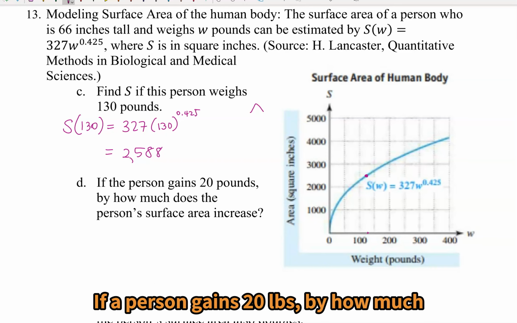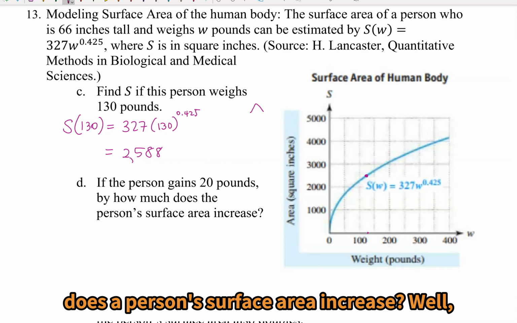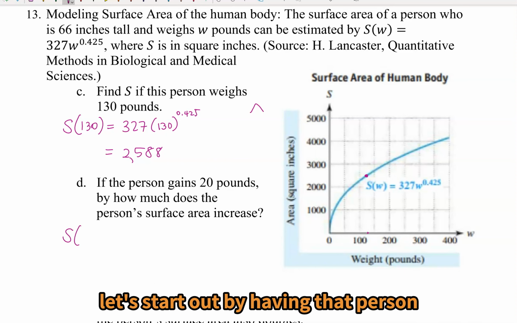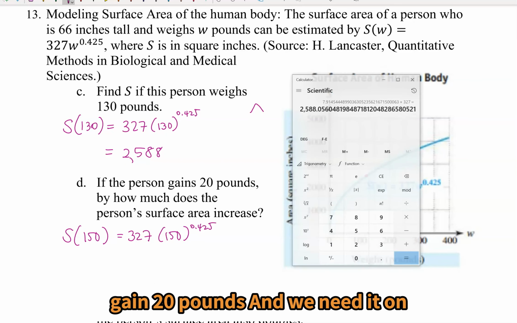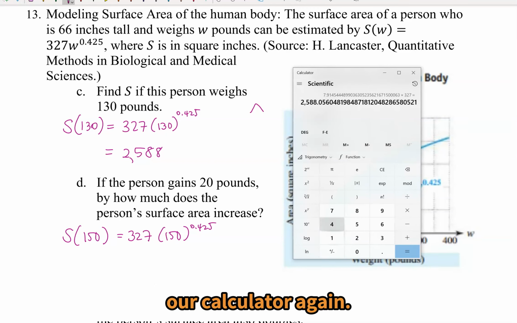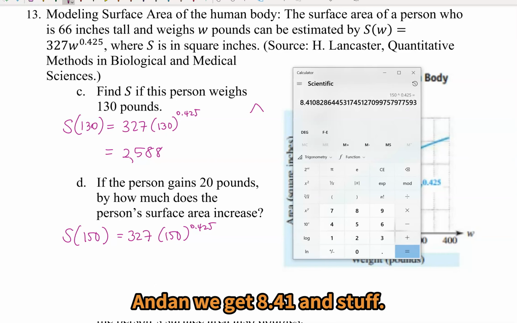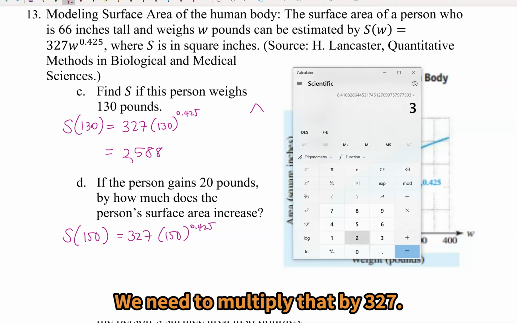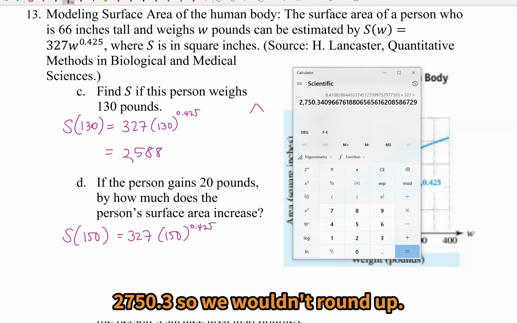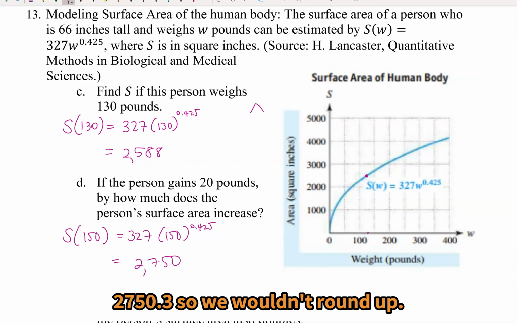If the person gains 20 pounds, by how much does the person's surface area increase? Well, let's start out by having that person gain 20 pounds. And we need it on our calculator again. 150 to the power 0.425. And we get 8.41 and stuff. But we need to multiply that by 327. 2,750.3. So we wouldn't round up.